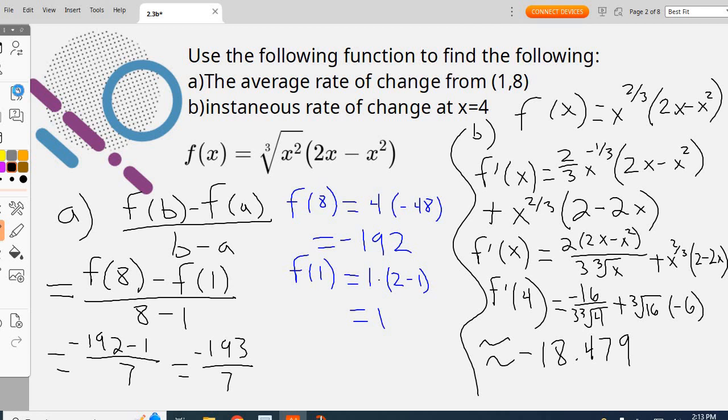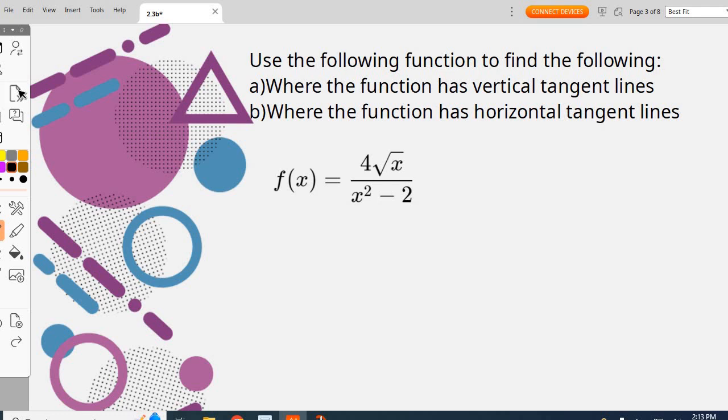Okay, so looking at another one. This time we have a quotient. So what are we probably going to use? Our quotient rule. Alright, but does this one ask us to take the derivative? No. Vertical.